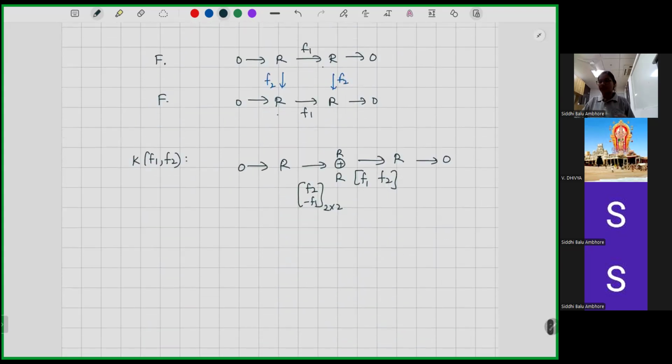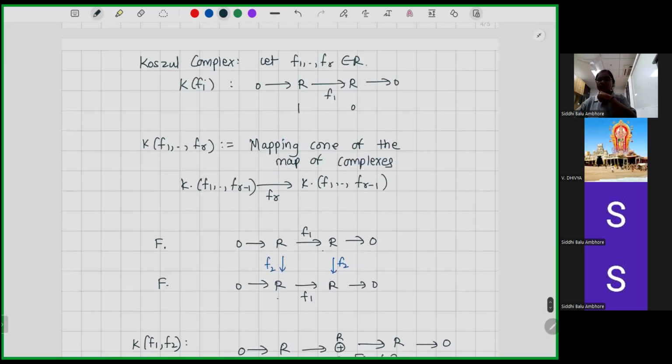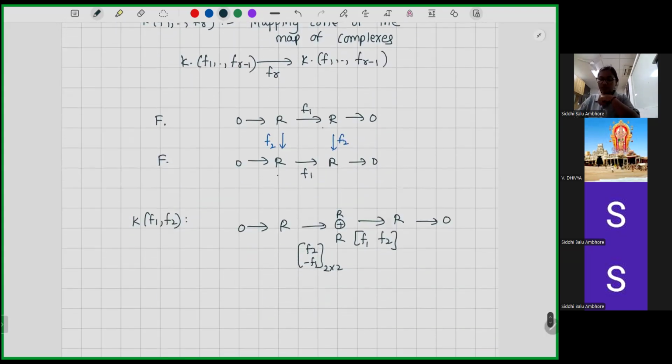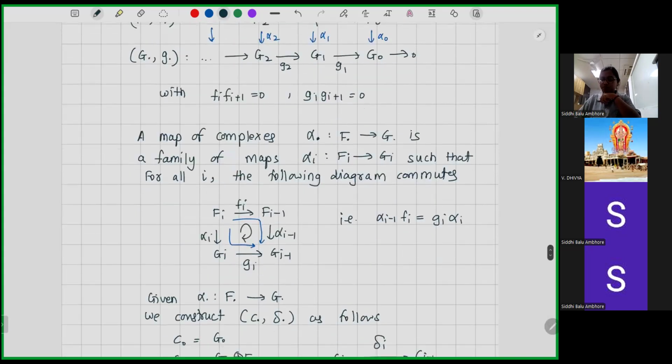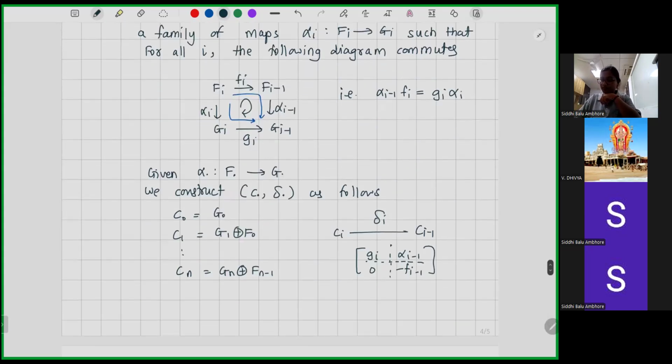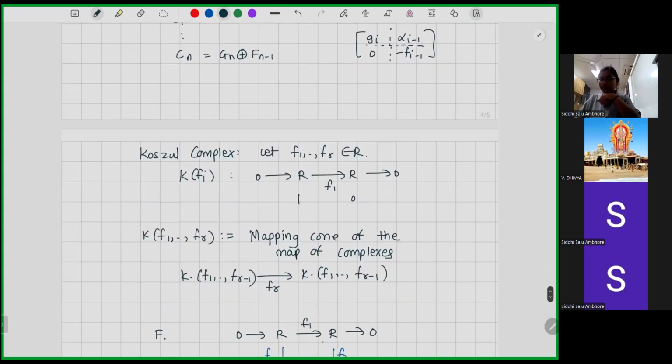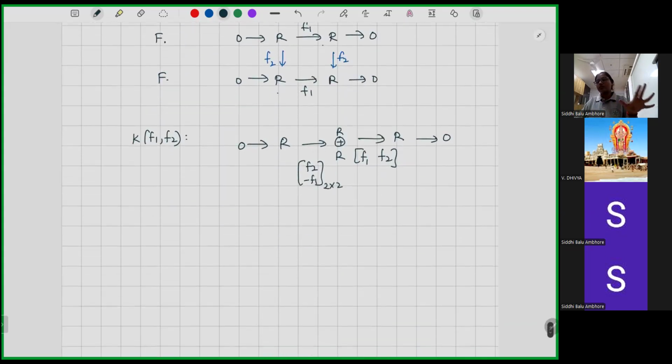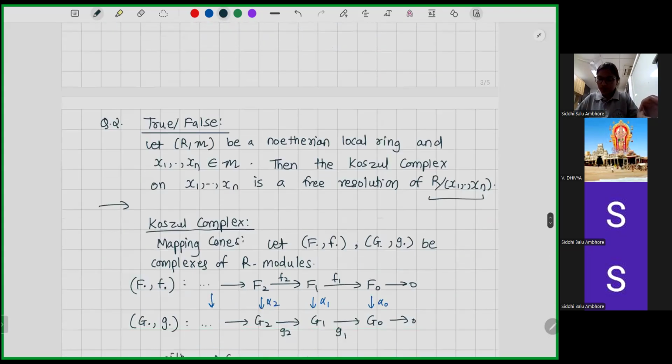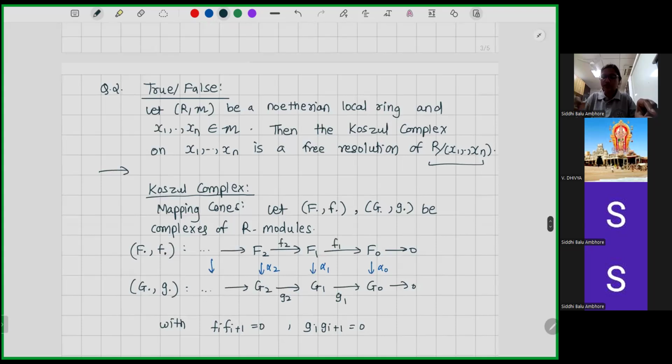Is this okay here? And this first one is G1, which is 0. Yes, this G1 map, which was supposed to be here, is actually 0 in this case. So that is okay, but I hope how the Koszul complex is obtained is clear. That's how the Koszul complex is obtained.